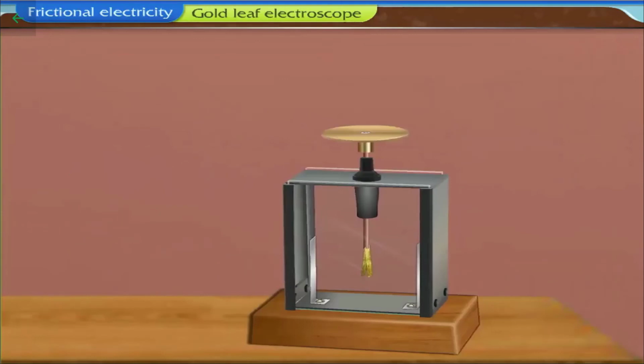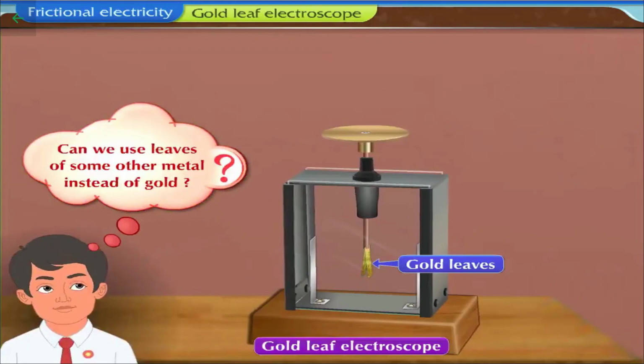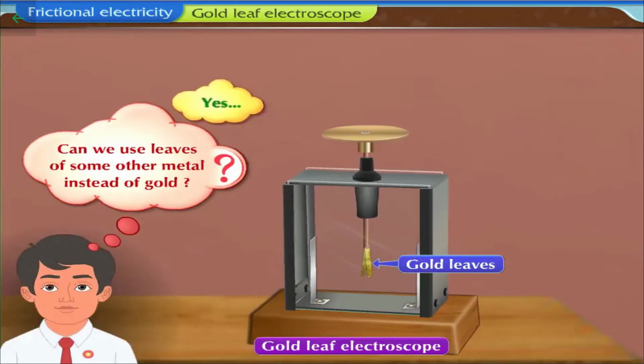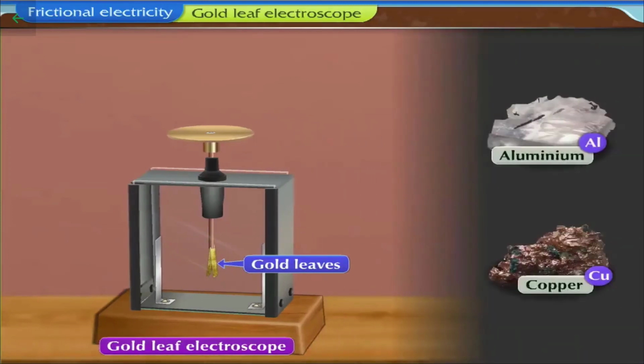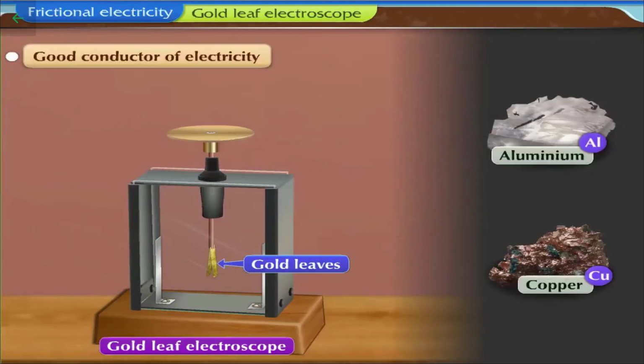We have seen that gold leaves are used in the electroscope. But can we use leaves of some other metal instead of gold? Yes, we can use leaves of metals such as aluminium and copper instead of gold in an electroscope. Remember, the metal that we use should be a good conductor of electricity and should be malleable so that it can be converted into a thin sheet.